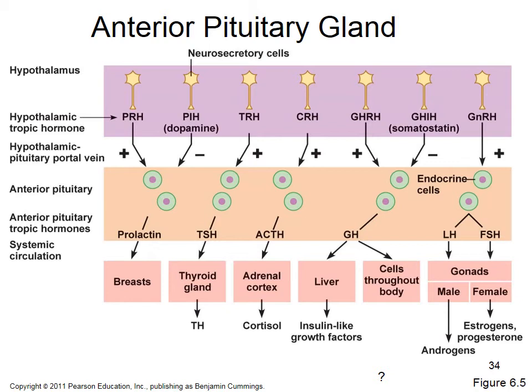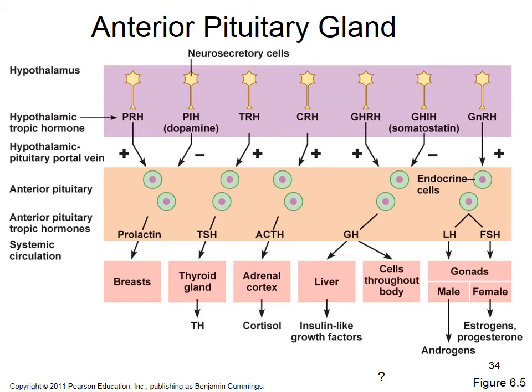Prolactin inhibiting hormone tells cells in the anterior pituitary not to produce prolactin. And then no prolactin means no milk production. So you can turn on milk production and you can turn it off.